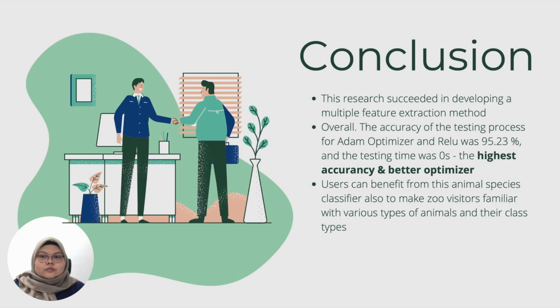Lastly, the conclusion. Our research has succeeded in developing a multiple feature extraction method. If we see the previous slide, overall the accuracy of the testing process for Adam optimizer and ReLU activation was 95.23% and the testing time was 0 seconds. That makes it the highest accuracy and the better optimizer. This data can also give a big benefit to users of the animal species classifier, to make people, especially zoo visitors, familiar with the various types of animals and their class types.